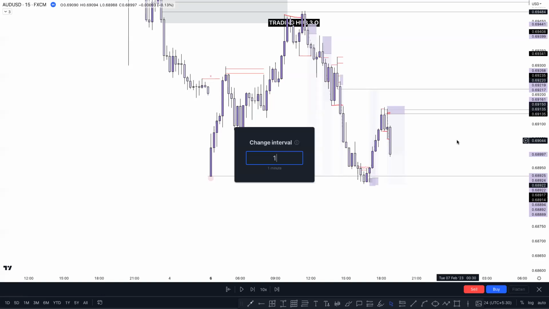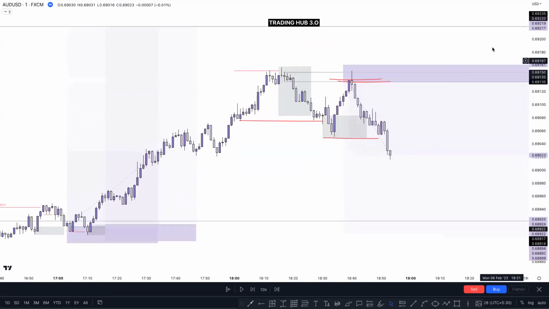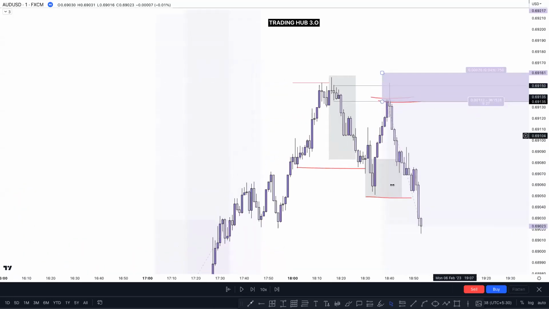So let's switch again here to the 1-minute time frame. If there is any 1-minute order block, definitely we are playing to buy here based on the single candle mitigation here. So the next entry was here for the buy. Let me show you exactly.